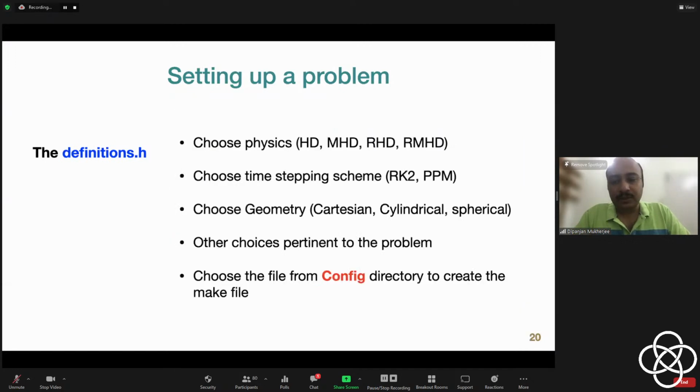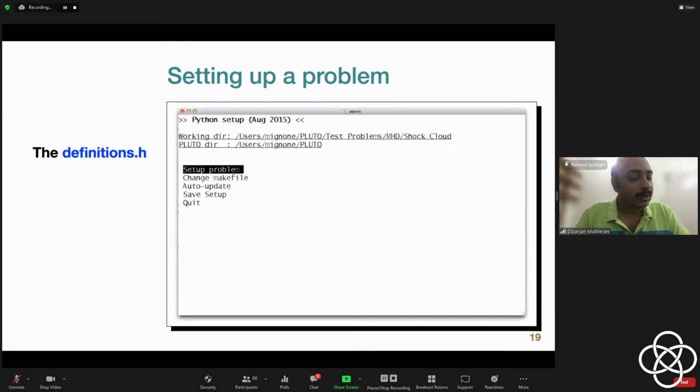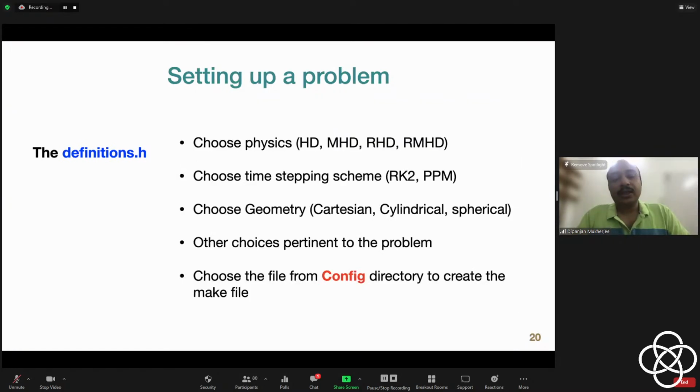I'll show you this step right now live. So I'm just skipping that. So then you have to choose the various physics modules. For example, you have to choose between hydrodynamics, MHD, relativistic hydro, relativistic magnetohydro, etc. You have to choose a time stepping scheme. For example, the one I showed you was first order in time, the Godunov scheme, but you can have higher order schemes. For example, the RK2, the PPM scheme, which is the third order scheme, etc. You have to choose your geometry, whether it's a Cartesian system, cylindrical, spherical, and other choices.